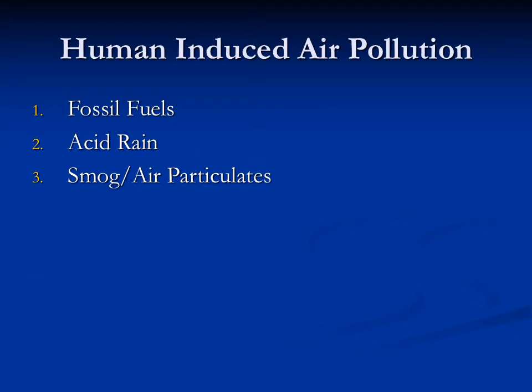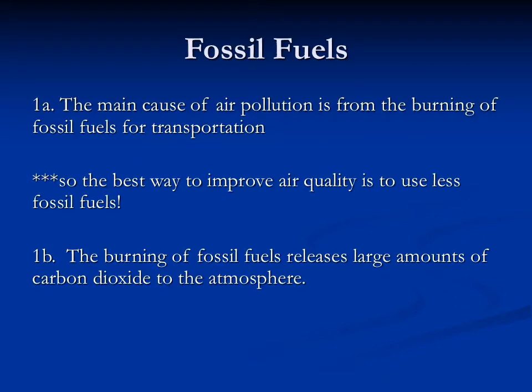Human-induced air pollution. There are 3 main types of human-induced pollution. This means it's not natural. They come from fossil fuels, from acid rain, and from smog, or little particles in the air. Okay, so we're going to go over just a little bit about each one of those 3.